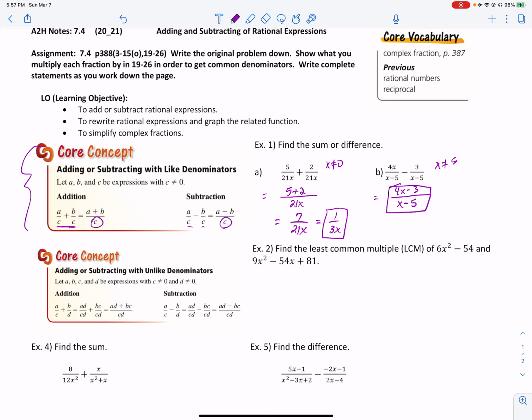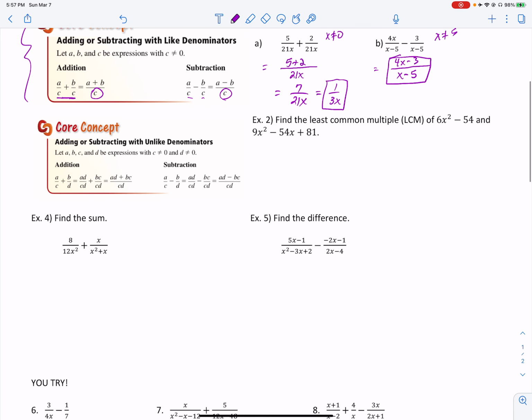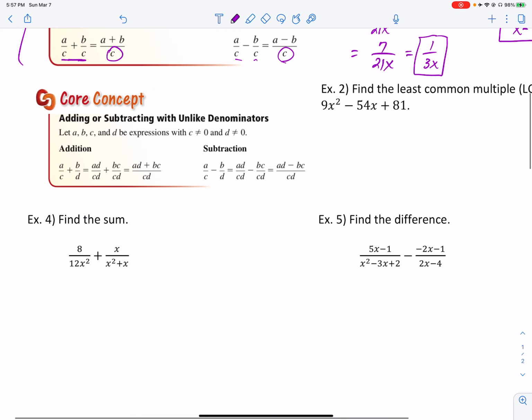Now, fractions aren't always going to have the same denominator. So we're going to have to be able to look at the denominators and determine the least common multiple. And so on this one right here, the core concept is if you have a denominator here and here, at least C times D is the common denominator. But we're going to find that it's a little more involved than that. So we're going to be looking at that.